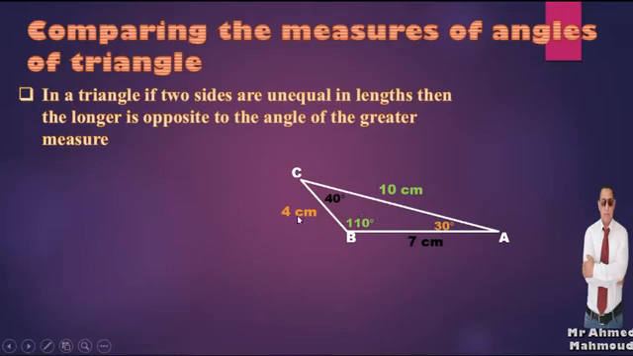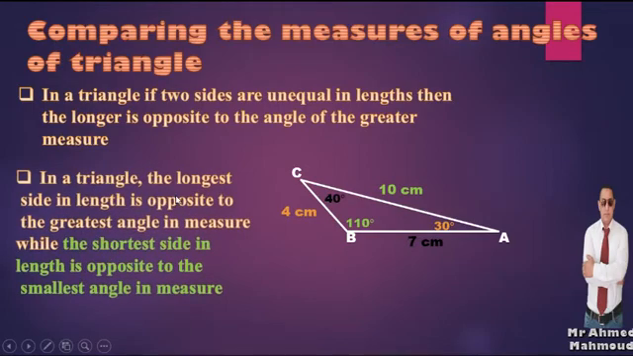We see that the smallest side is opposite to the smallest angle, the middle side is opposite to the middle angle, the biggest side is opposite to the biggest angle. Again, the smallest side is opposite to the smallest angle, the middle side to the middle angle, the biggest side to the biggest angle. We can state this theorem as follows. In a triangle, the longest side in length is opposite to the greatest angle in measure and the shortest side in length is opposite to the smallest angle in measure.